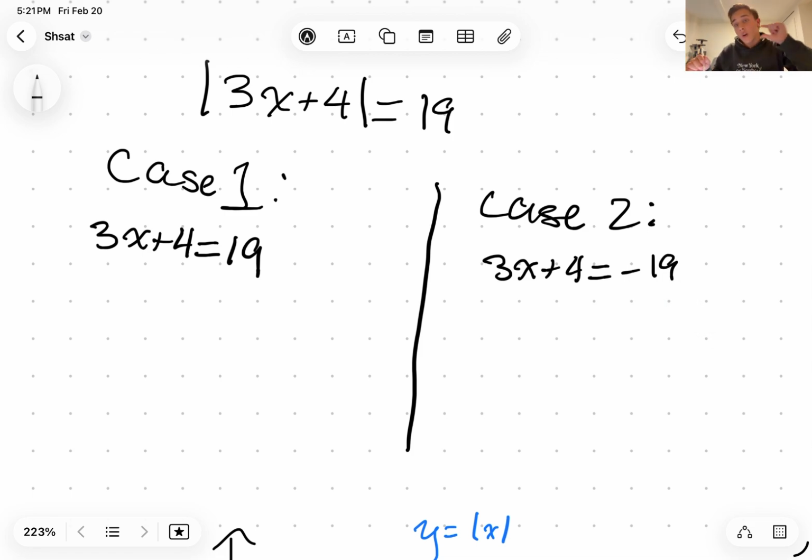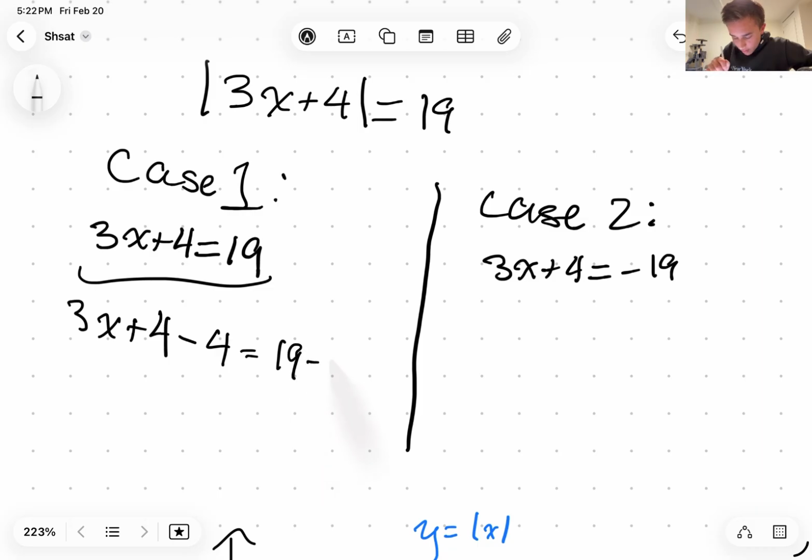So now we just need to solve both of these equations to see if those numbers x make sense. So if we look at this, 3x plus 4, and then you subtract 4 from that to just isolate x, equals 19 minus 4, which is just 15. So, 3x equals 15.